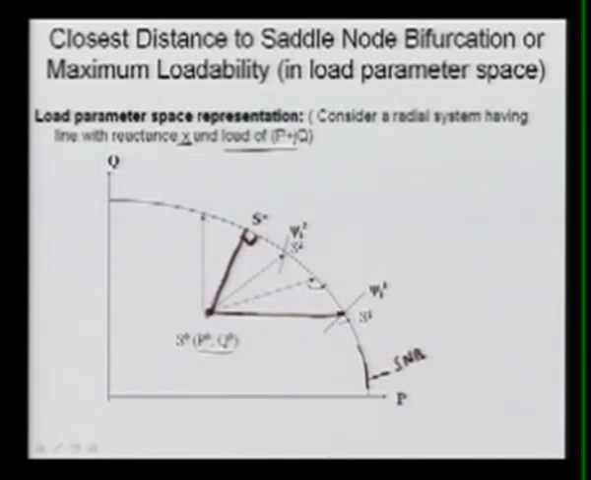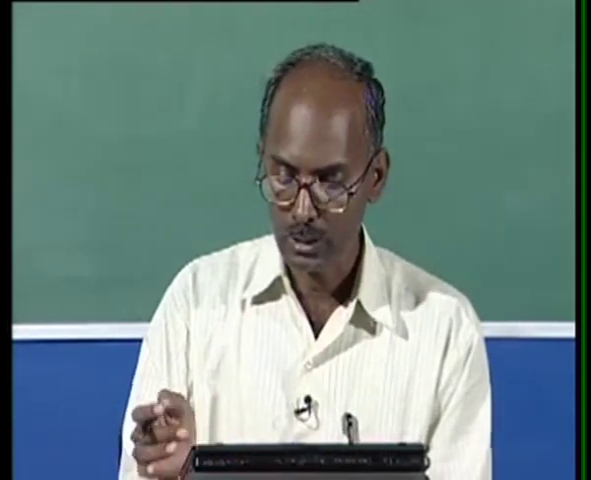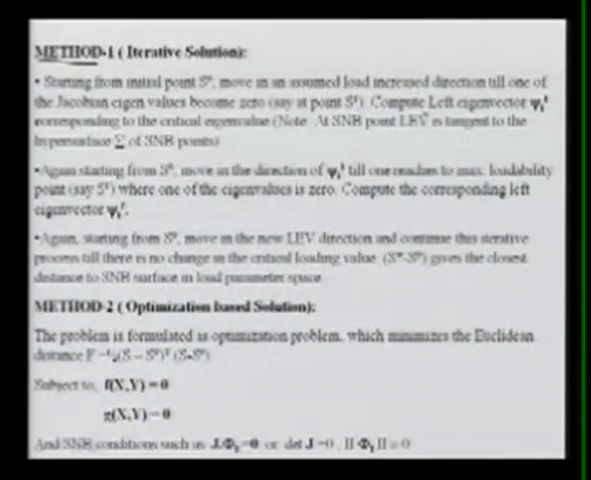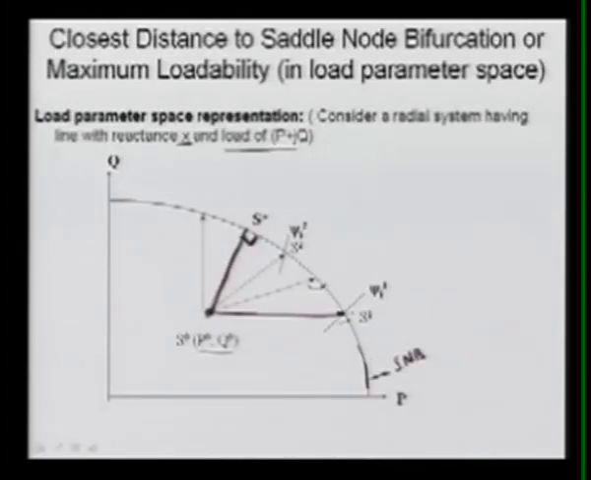So corresponding to that eigenvalue which is 0, you can calculate your left eigenvector, that is psi 1, corresponding to the critical eigenvalue, that is 0 in your case. This you have to note at the saddle node bifurcation point. This is tangent to this surface. This is your surface, and this value will be the tangent to this.